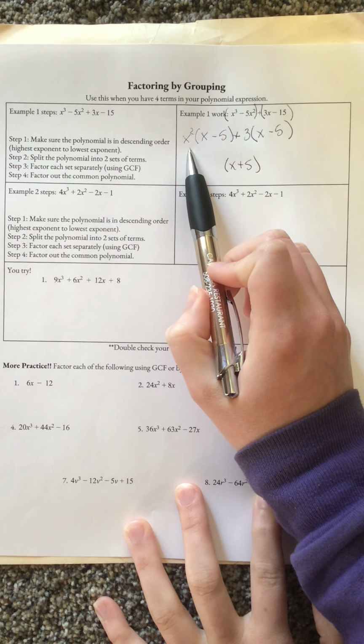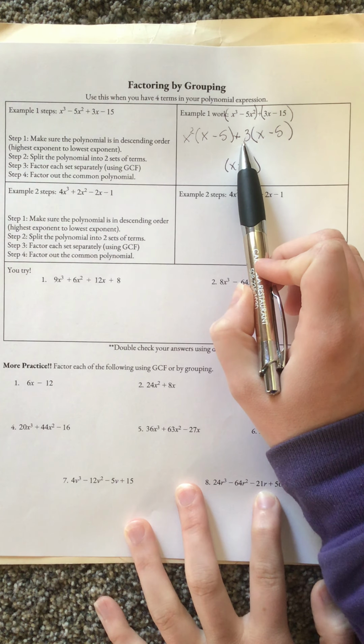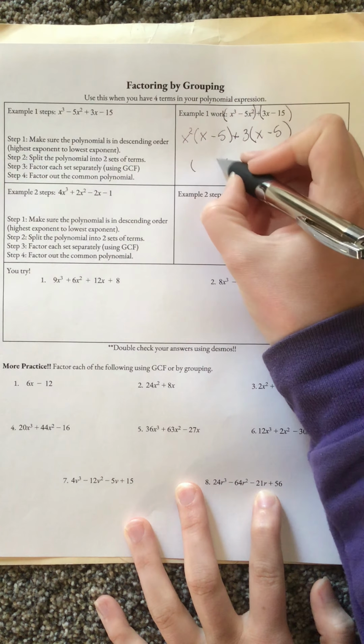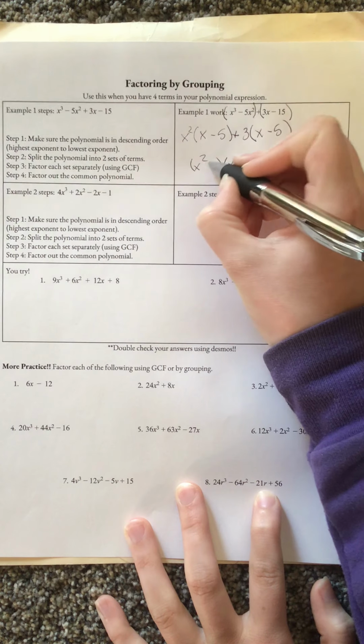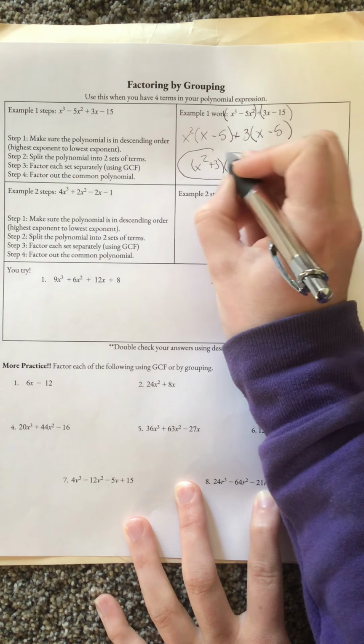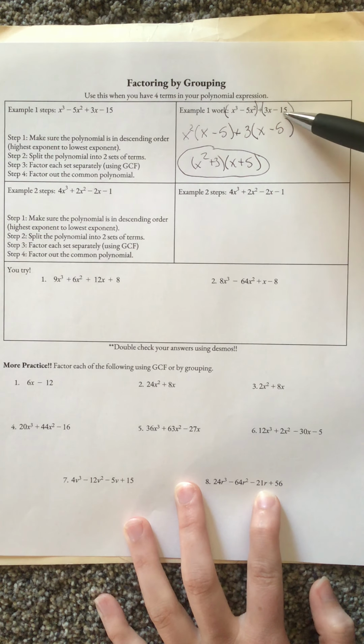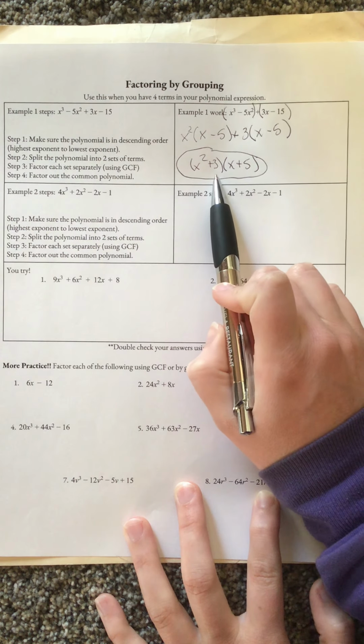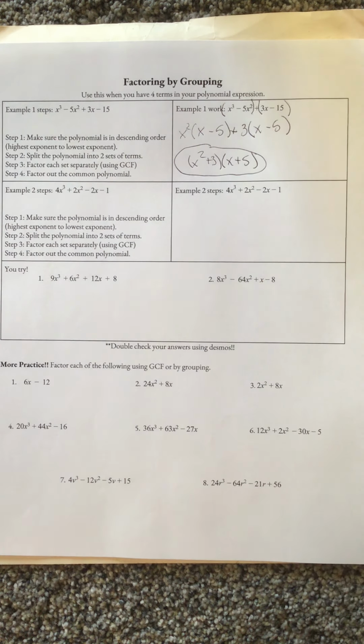Then what do we do with this x squared and 3? We are going to put those in parentheses as well. So x squared plus 3. So then our answer is this. Those are our factors to get this polynomial. X squared plus 3, and then x plus 5.